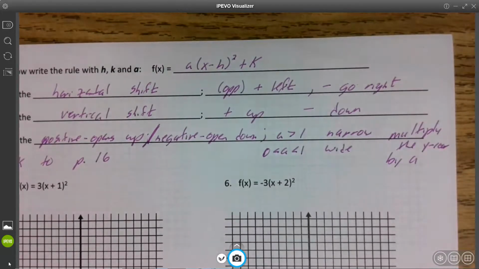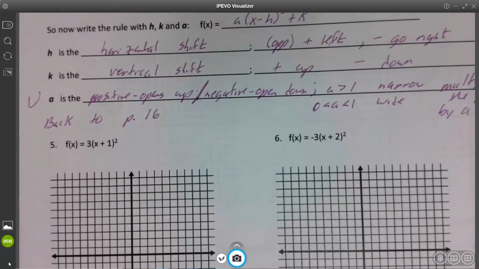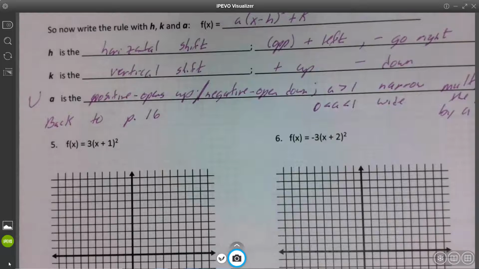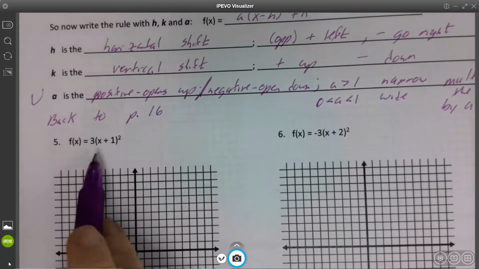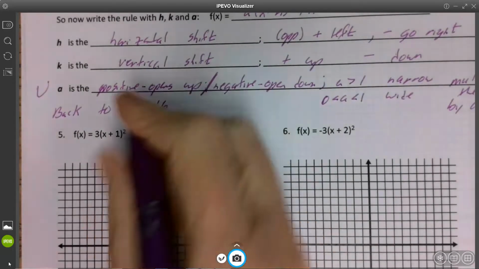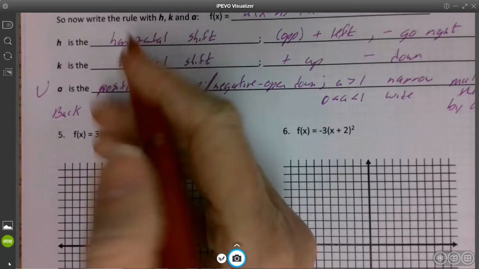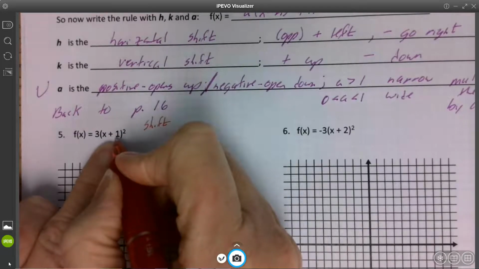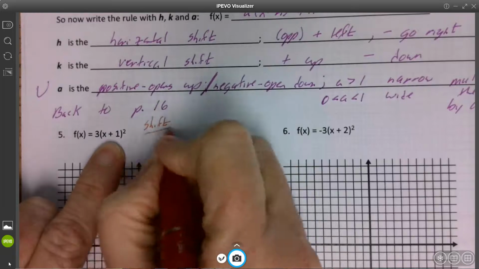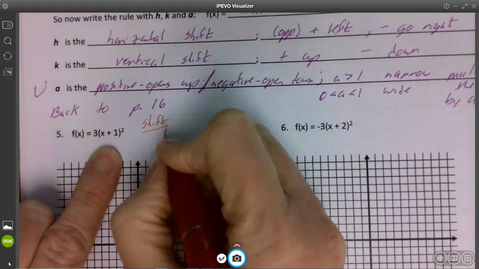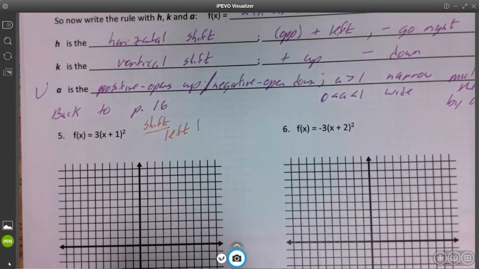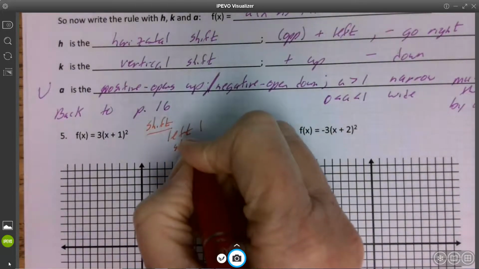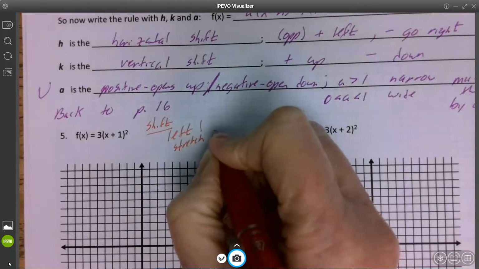Okay? So, look at number 5. So what we do on number 5, okay, is that we're going to have to do it in parts. But let's look at our stretches and shifts. This one shifts. How does it shift? Okay, well, this is my horizontal, and it's a plus. And remember, this is like an opposite machine, so this is going to go left 1. And this is going to be a stretch. It's going to go narrow by 3.